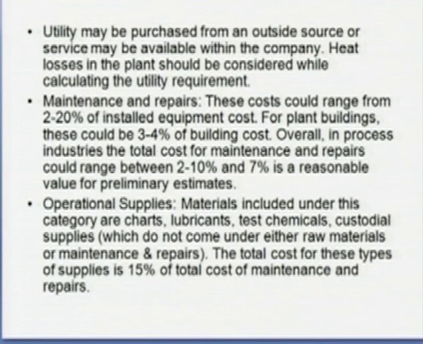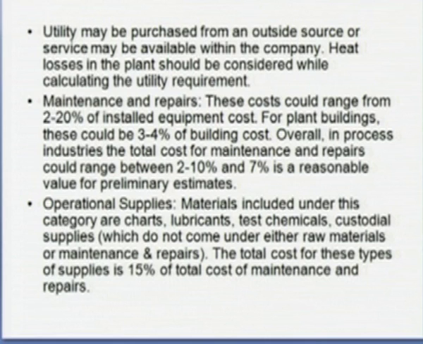Then operational supplies, materials included under this category are charts, lubricants, test chemicals, custodial supplies, which do not come under either raw material and maintenance and repairs. The total cost for this type of supplies is 15% of the total cost of maintenance and supply. Then the laboratory charges. This includes the cost of laboratory test for control of operation and product quality control during manufacturing. Typically, these are 10 to 20% of the operating labor charges.